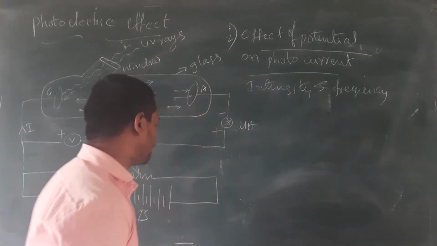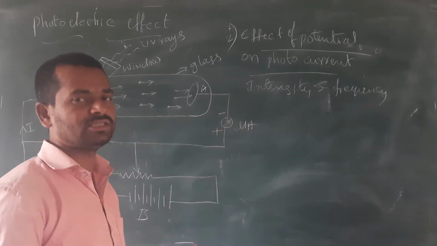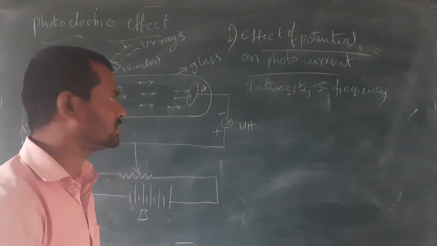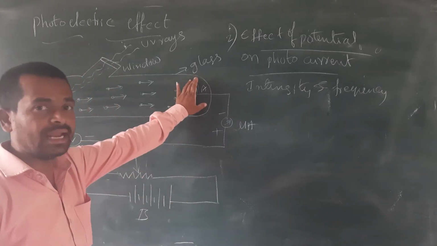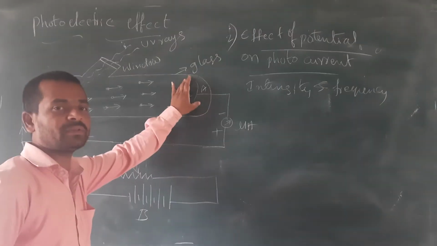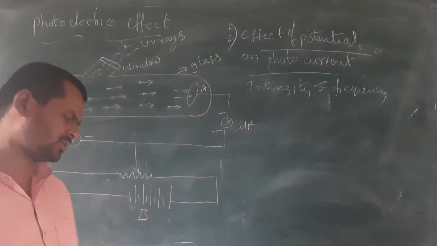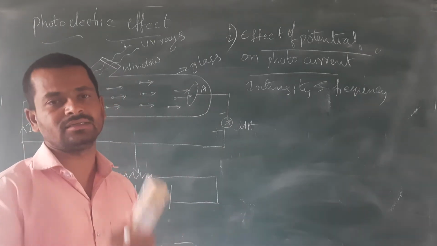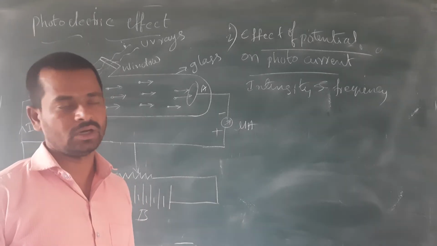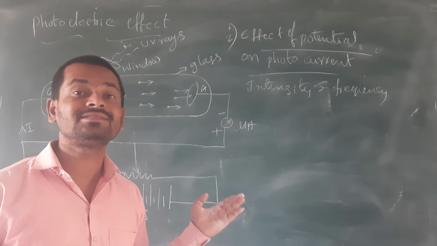See here, if we increase the potential, if we make this a positive potential, that means you are applying the positive potential. Then its attraction capacity increases. When the attraction capacity increases, all the electrons that are present can start being attracted. Then it shows the maximum current. The maximum current is called saturation current.